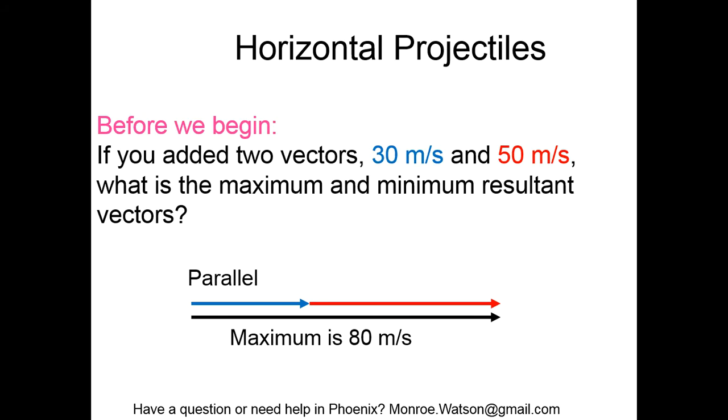Okay, there's really many ways you can add vectors, but the one that's going to give you the maximum amount is adding the two vectors head to tail parallel to one another. So if we add the 30 to the 50, you get 80 meters per second.